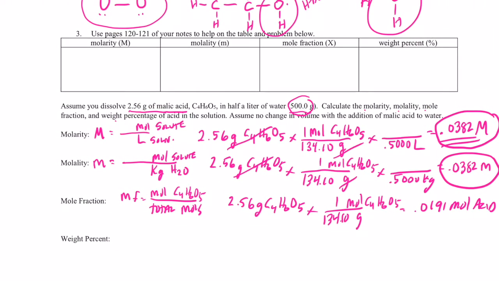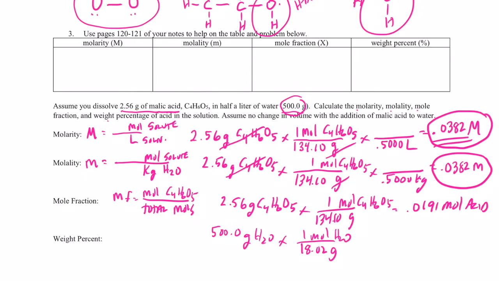Okay, and we have 500 grams of water. So we need to go from grams to moles of water. And water, as you recall, has a molecular weight of 18.02 grams per mole. So that's going to give us, let's see, 500.0 divided by 18.02. 27.75 moles of water. Now, we want the mole fraction of just the acid.